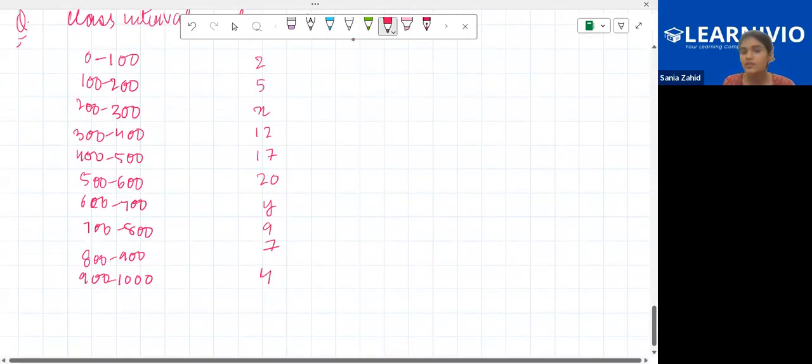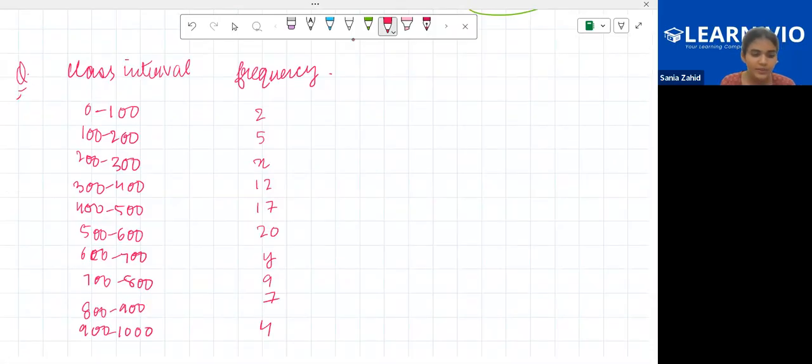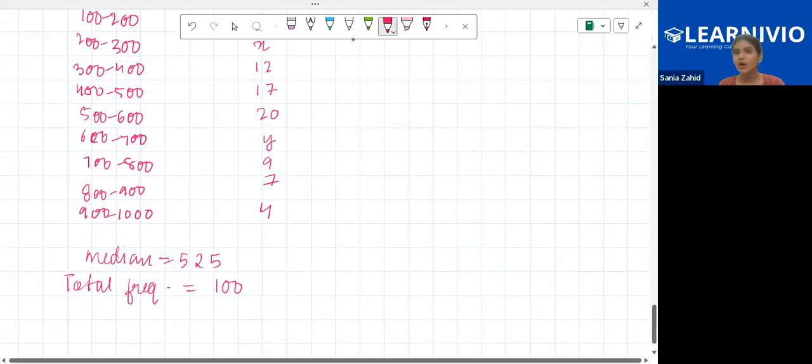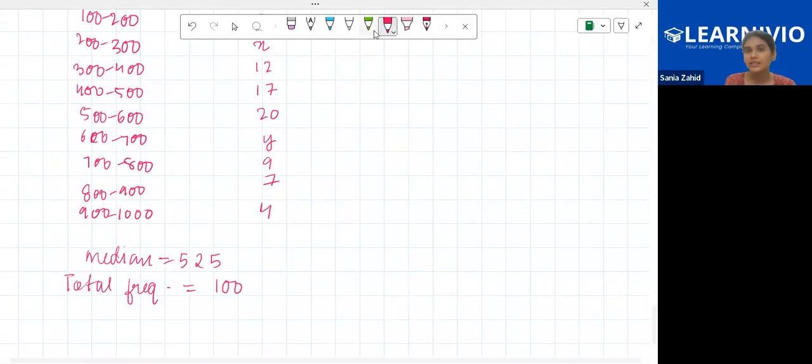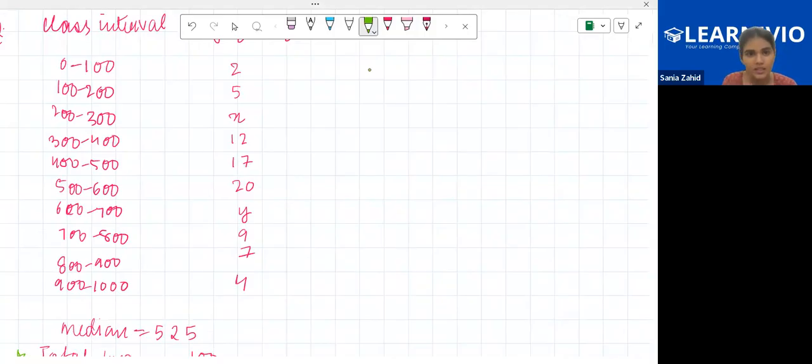So what you have to do here is calculate the values of x and y. Median is also given to you. Median is 525 and total frequency is 100. So how will you calculate the values of x and y now? They have given you one thing, total frequency is 100. So can you form an equation by adding all of these numbers? When you add all these numbers, what do you get? Just add all of them.